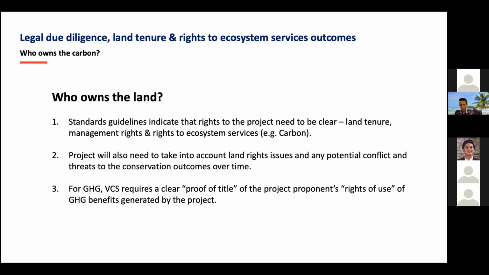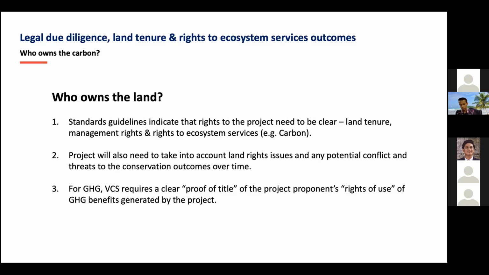But some key aspect for land ownership is siapa yang memiliki tanah itu, hak atas tanah needs to be clear, mesti jelas. Project juga perlu mengambil kira any masalah hak tanah and kemungkinan konflik dan ancaman terhadap hasil pemeliharaan in the future. So project needs to also take into account any potential risks of land ownership in the future. Okay, and the last one is proof of title, bukti hak milik yang jelas mengenai hak penggunaan, manfaat hak penggunaan over the project benefit.